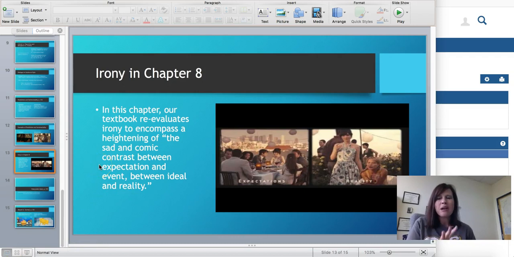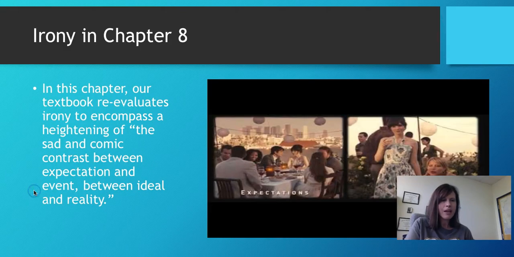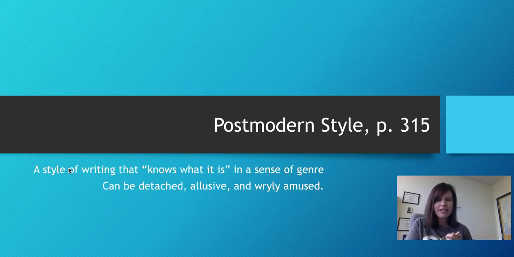But I think Chapter 8 in our book does a good job of explaining irony, in a sense. It'll go back when we get to poetry and drama and give us more definitions, but for now I really like the way they define it here in Chapter 8. And then we have also looking at postmodernism on page 315, and postmodernism is basically a style of writing where it exactly understands what it is.